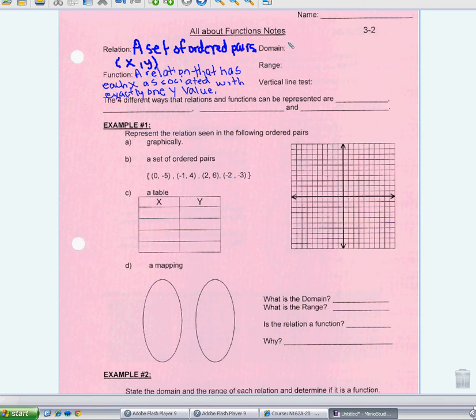Domain. Domain is going to be the set of all x values in a relation or a function. Range. Range is going to be the set of all y values in a relation or function.